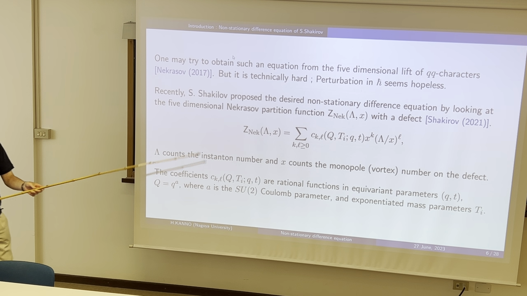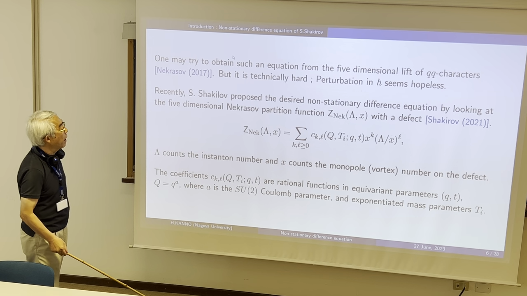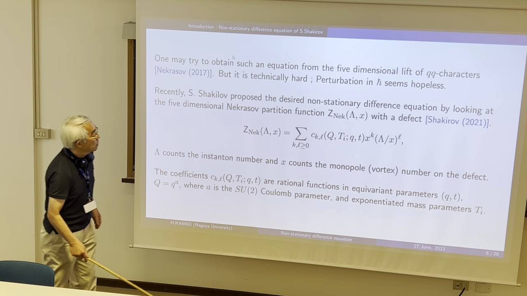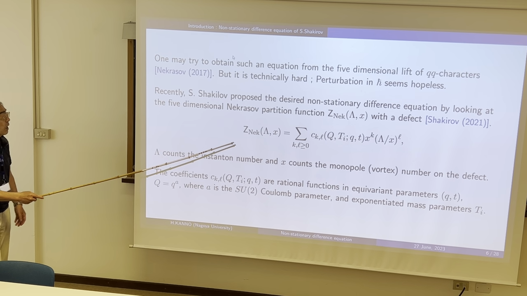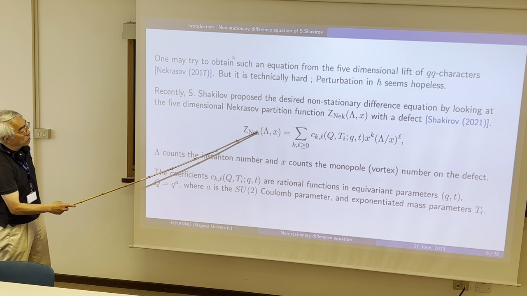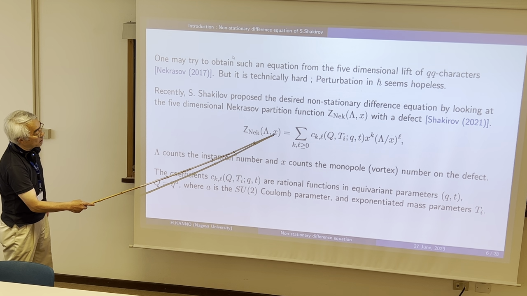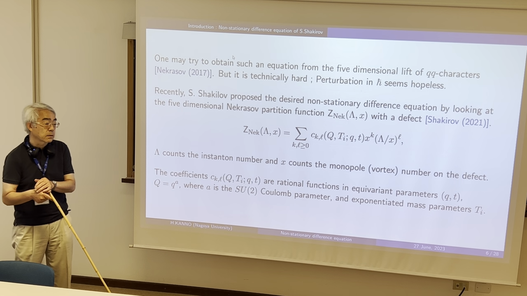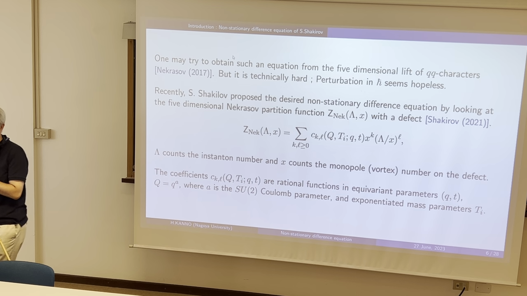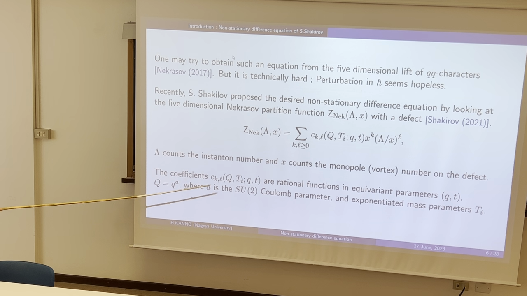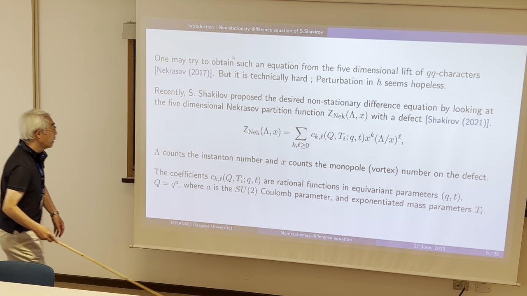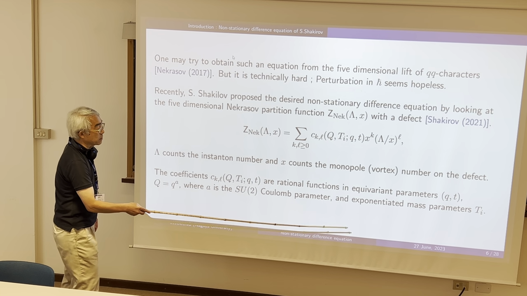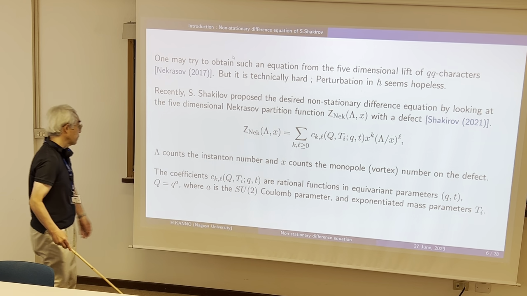But recently, Shamil proposed a desired non-stationary difference equation by looking at the five-dimensional Nekrasov partition function, which has an expansion like this. So we have two expansion parameters, lambda and x. Lambda is the instanton expansion parameter, and x is associated with the surface defect. Physically, it counts monopoles or vortices, that is a codimension 2 object in gauge theory. And then the coefficients C_KL are rational functions in the equivariant parameters, or torus action on space-time.